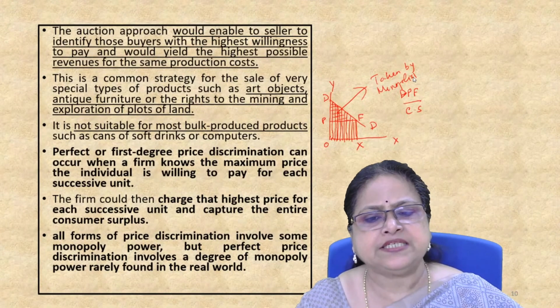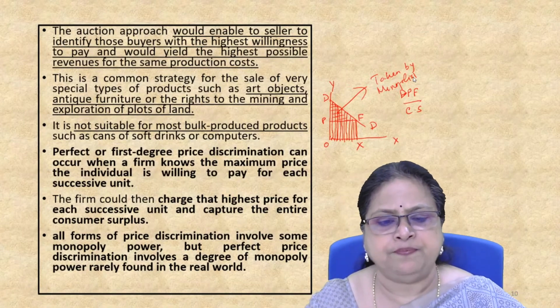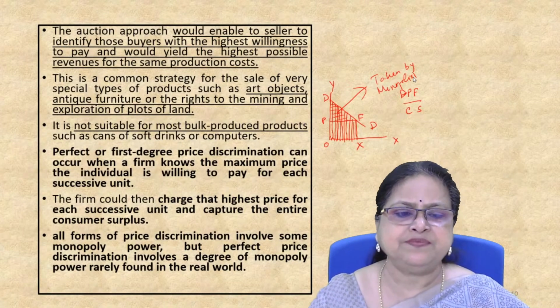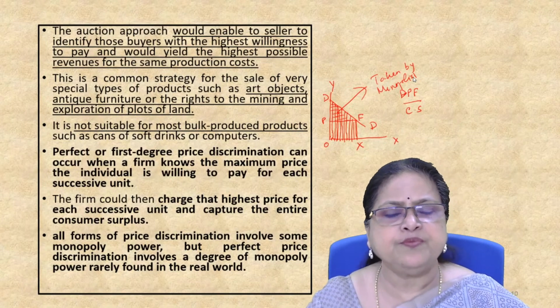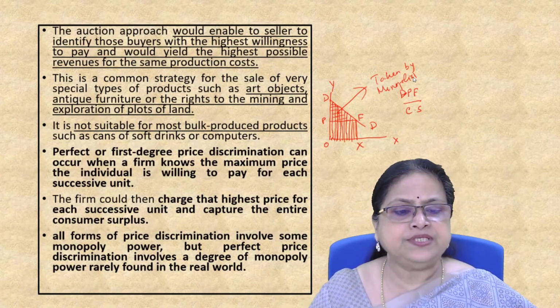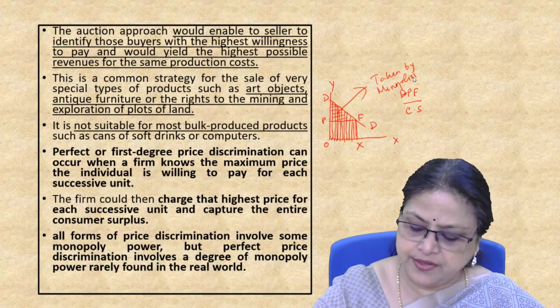All forms of price discrimination involve some monopoly power, but perfect price discrimination involves a degree of monopoly power which is rarely found in the real world.